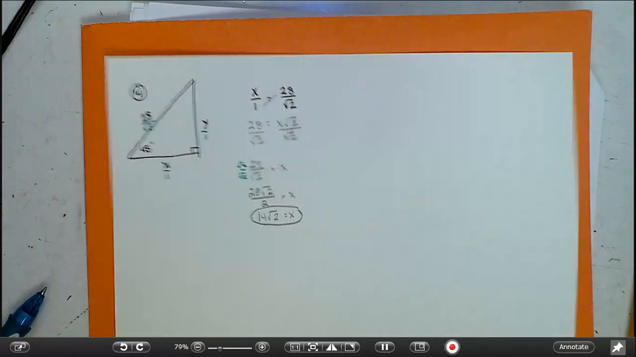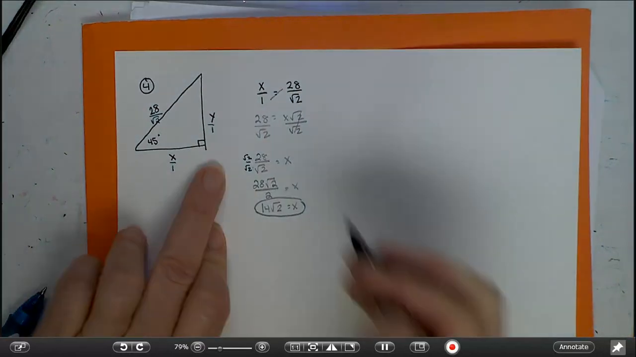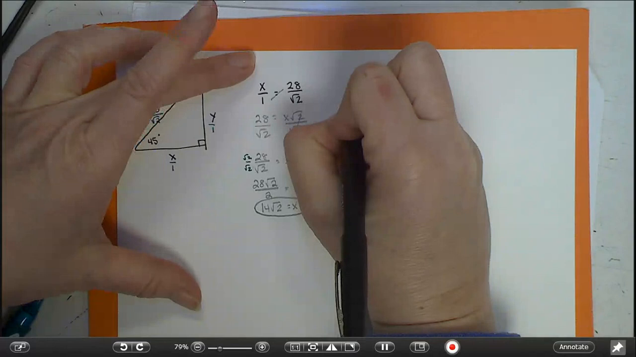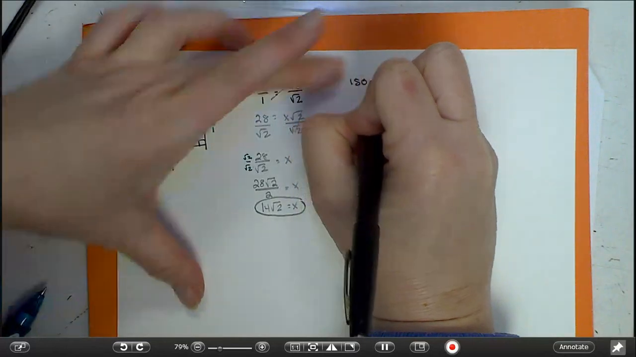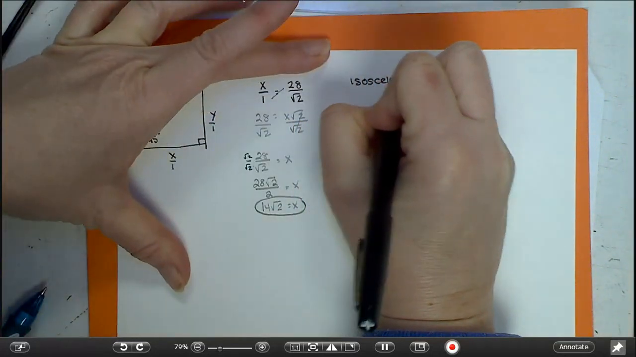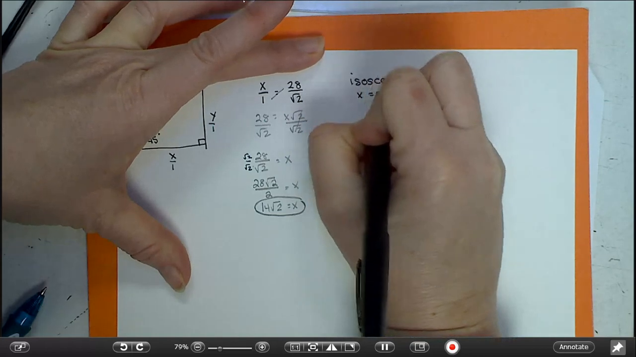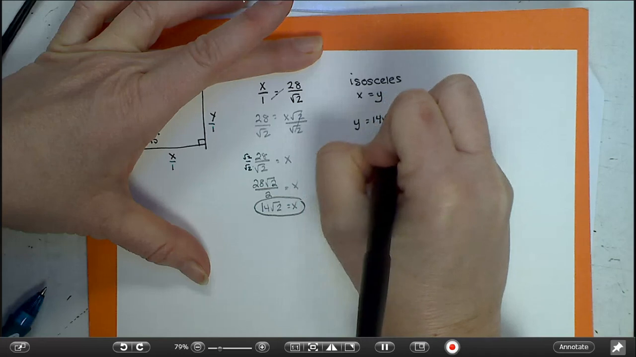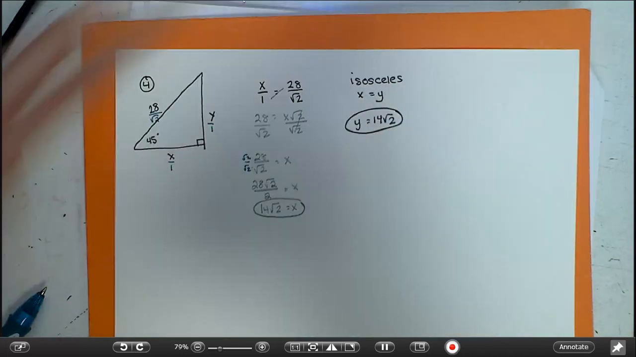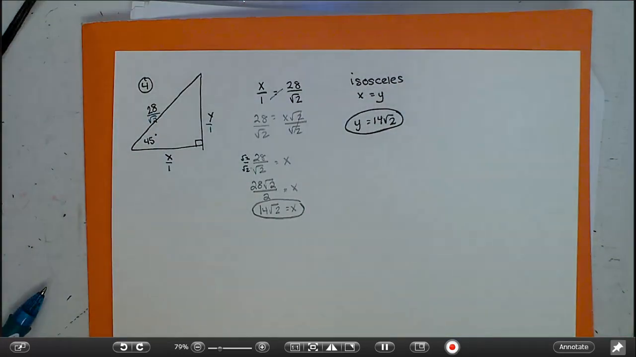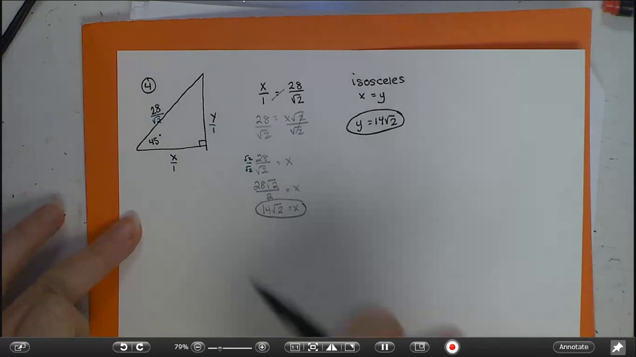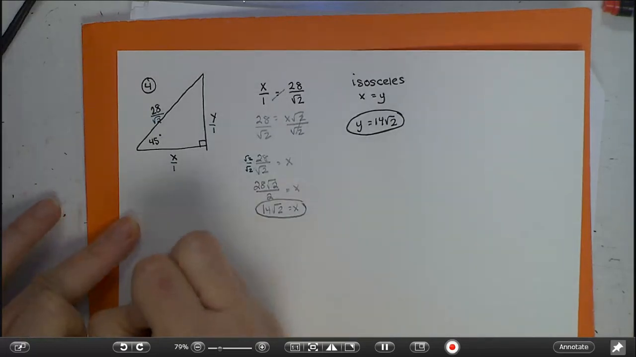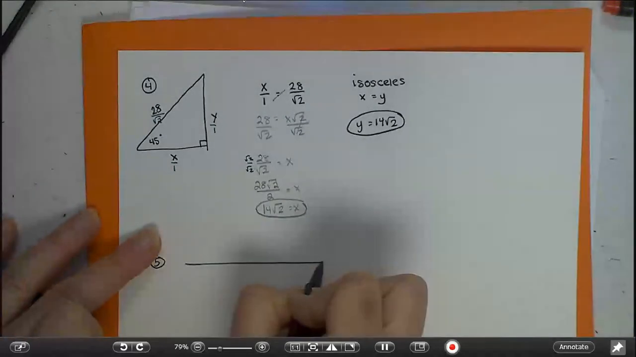Now we could go through that identical process again for y, but in this case it's isosceles. I'm just going to kind of write my thoughts on here. It's isosceles, so x has to be equal to y. So y is also 14 root 2. Okay, but you could set up the ratio again if you wanted to. So that's with rationalizing. Let's do one more example. Just a little kind of more complicated one, and then you'll be on your merry way.